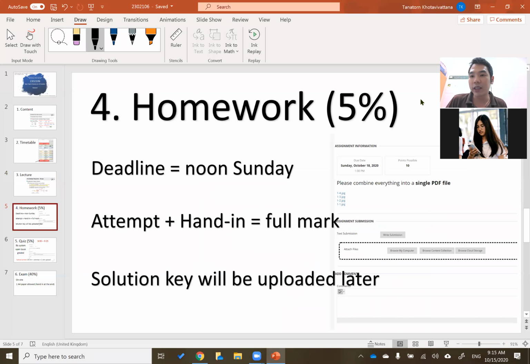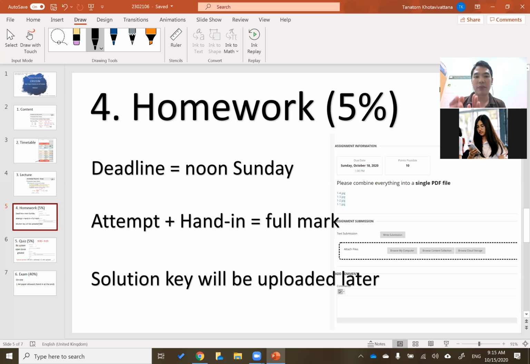For the homework, this is 5% of the overall mark of the course. Okay, so if the course is 100%, 50% you already got through the midterm exam and the part before the midterm. But for the post-midterm part, you have 50%, and 5% is on the homework.